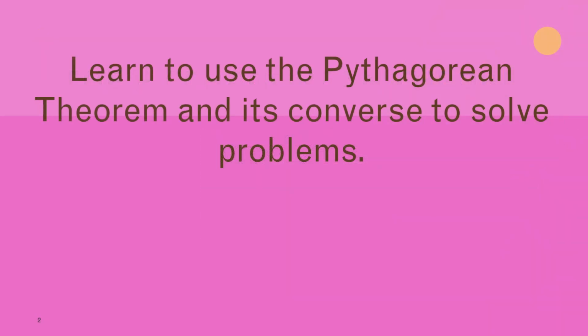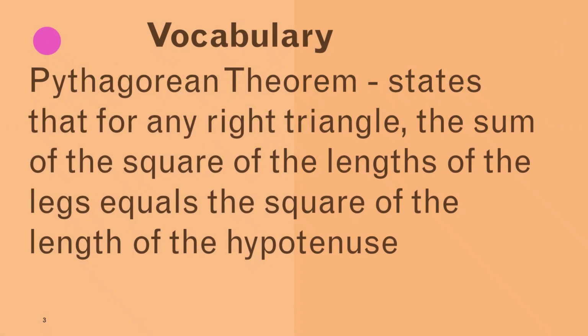Today we're going to learn to use the Pythagorean theorem and its converse to solve problems. First, we need to study some of its vocabulary. The Pythagorean theorem states that for any right triangle, the sum of the squares of the lengths of the legs equals the square of the length of the hypotenuse.